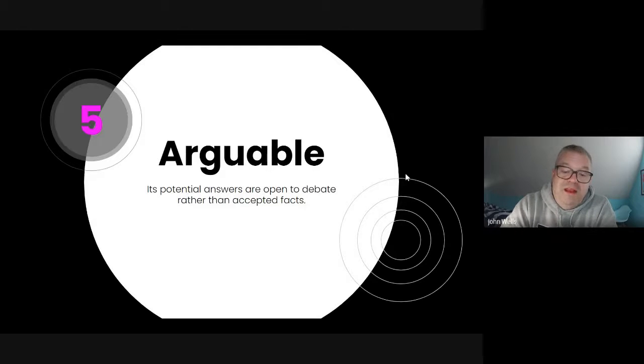And then finally, it needs to be arguable. And we talked about this in class. It needs to be something that is open to debate, that people would have an opinion on. People can have an opinion that can be changed on it or reinforced. And it's not something that we already all agree on, right? If the majority of people already agree on something, it's probably not arguable.